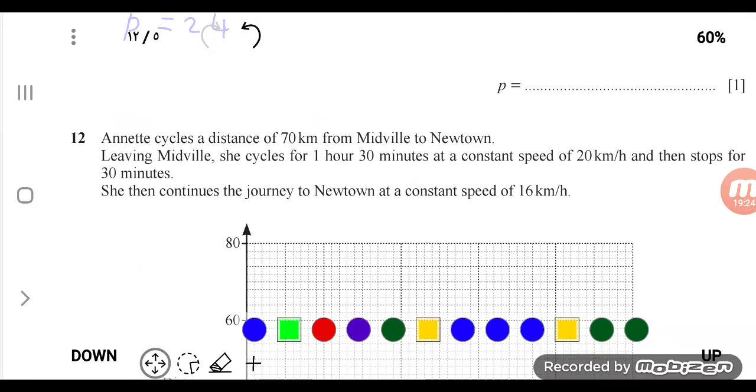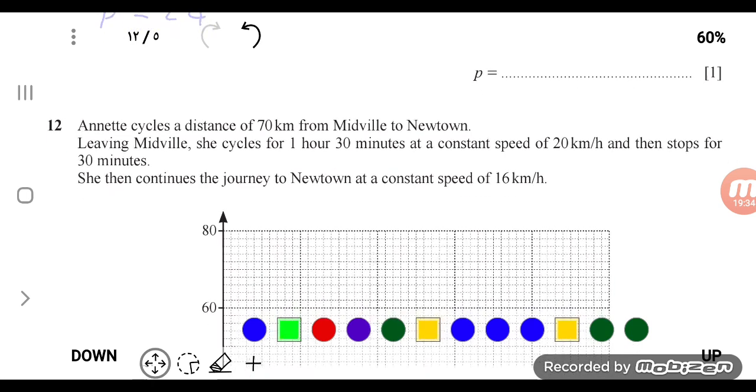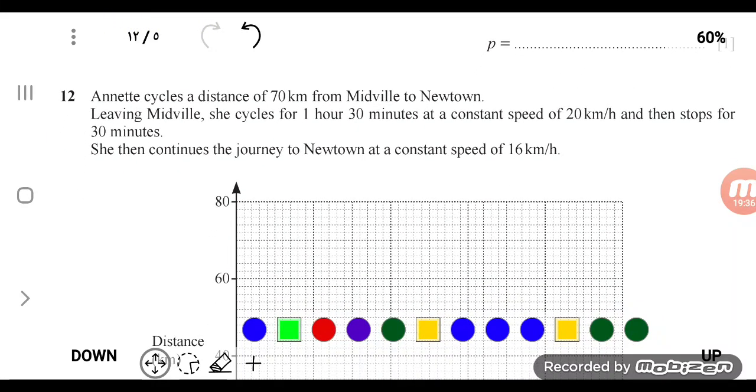We have to draw 1.5 hour, 20 kilometers per hour. Okay, so here we use speed equal distance over time. So let's calculate.